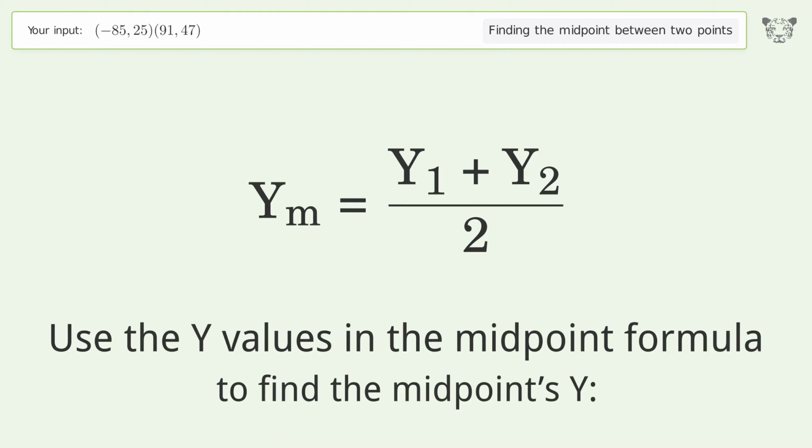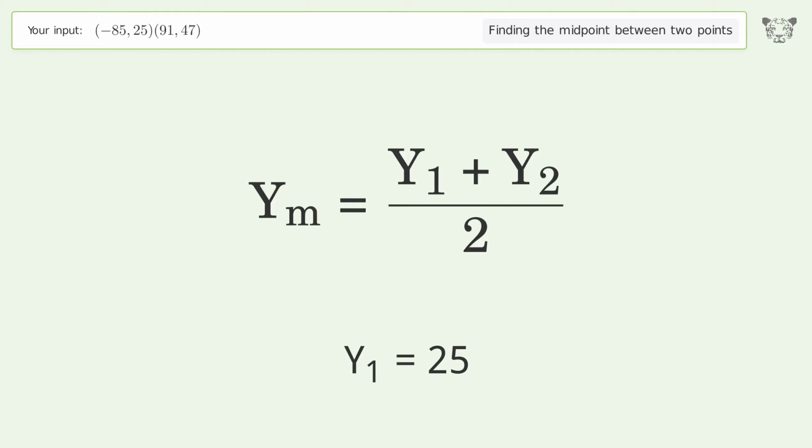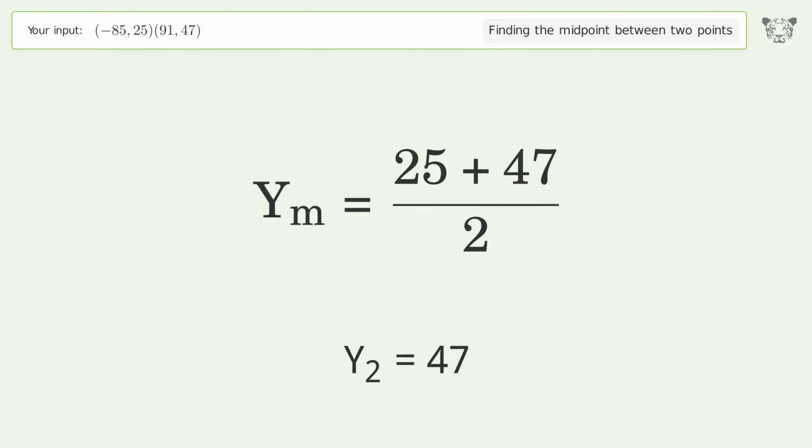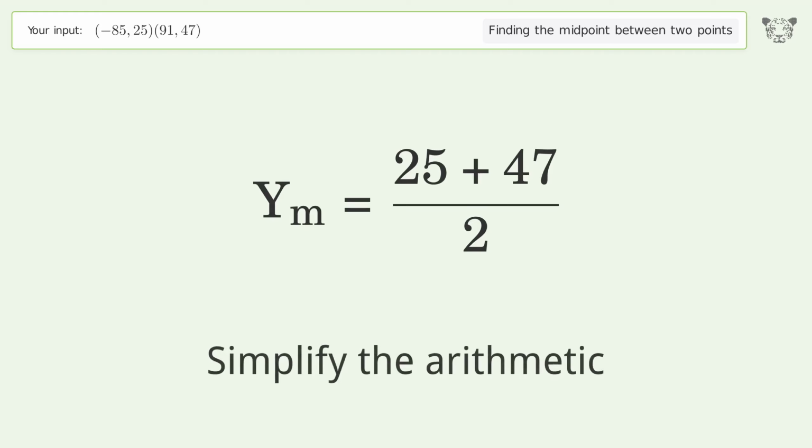Use the y values in the midpoint formula to find the midpoint's y. y1 equals 25. y2 equals 47. Simplify the arithmetic.